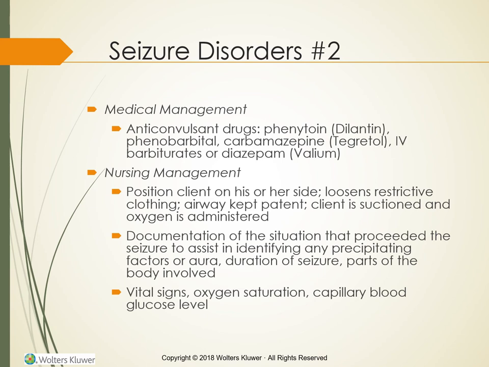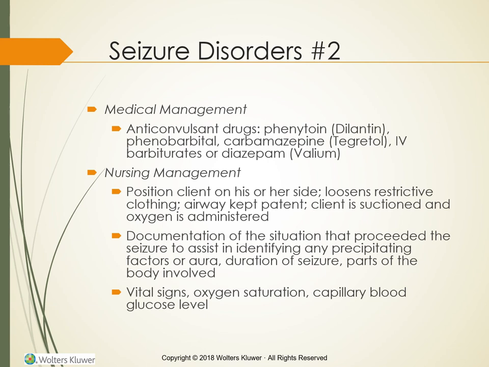Nursing management. The nurse asks if the client has a history of seizures and the type and pattern of the client's seizure activity. The nurse identifies clients who may be seizure prone. For example, a person who has a high fever, has suffered a recent head injury, is withdrawing from alcohol, or is experiencing hypoglycemia or hypoxia is at risk for having a seizure.